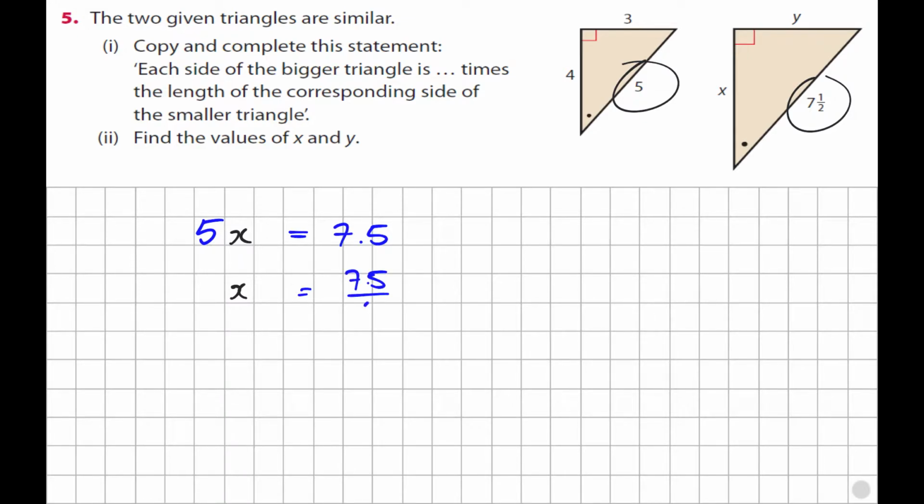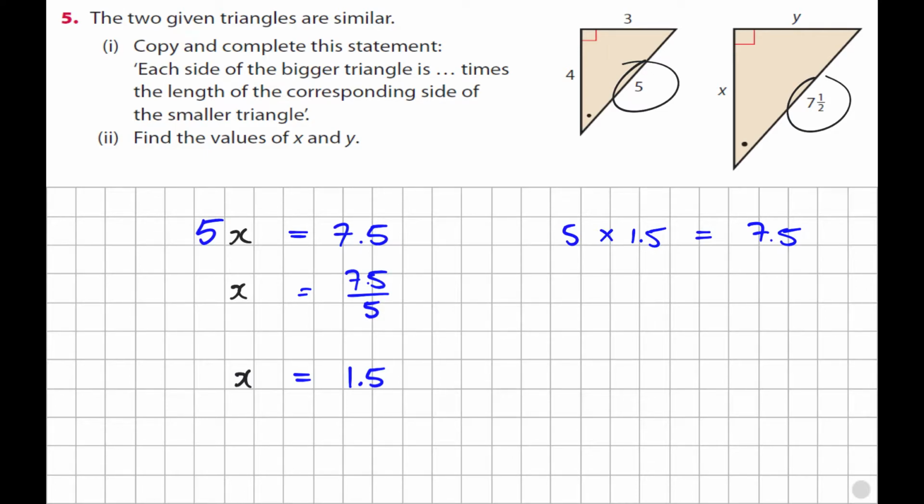7.5 divided by 5 will give us our answer, and we get the answer there of x is equal to, let's type that in, 7.5 divided by 5, and that gives us 1.5. So you can see there that everything is growing because I'm multiplying every side there by 1.5. So 5 multiplied by 1.5 gives us 7.5. So that's what maps these two together, yeah?